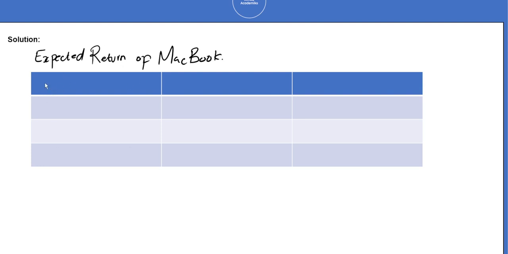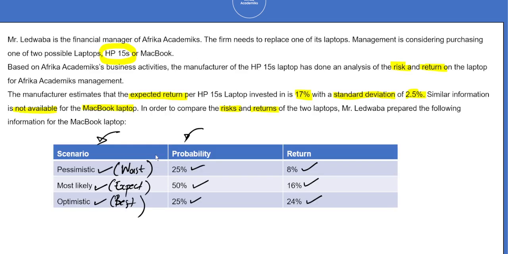All right, so the first column you will have the probability. Then the next column will have the return. And then the last column will have the expected return, which is what we'll be calculating. So you'll see it's very easy and it's a routine kind of question. So the probability is the information given to us. We have 25%, 50%, and 25%, right?